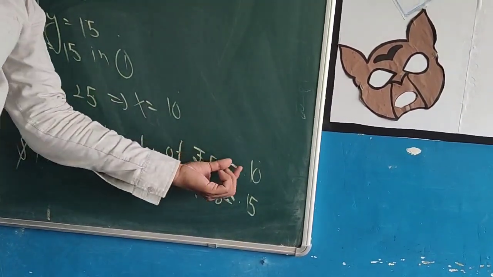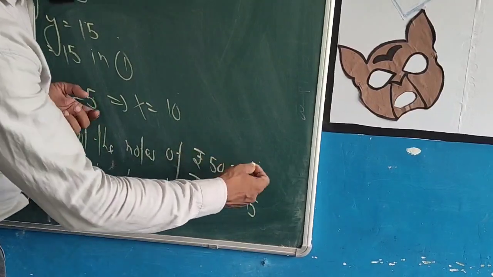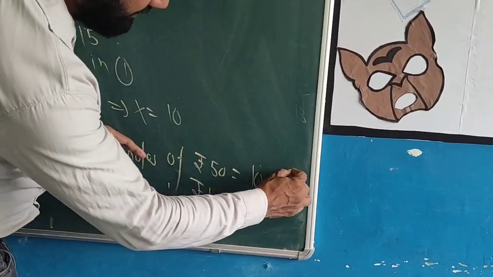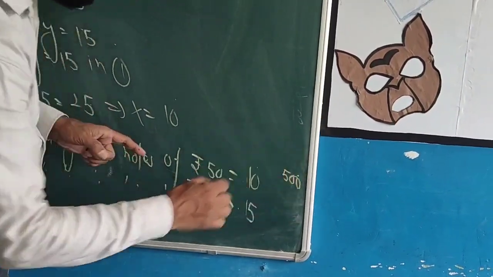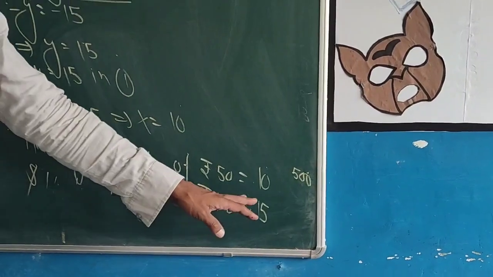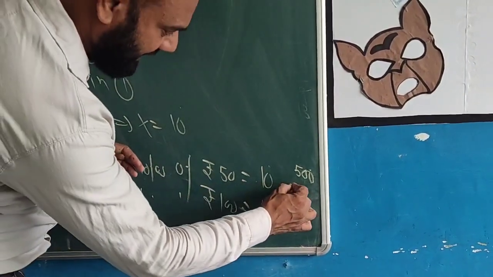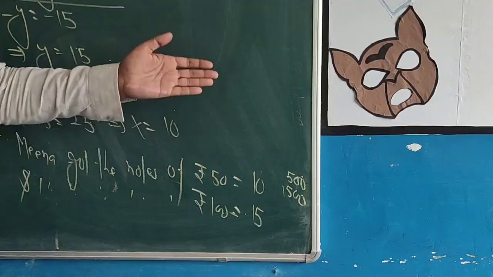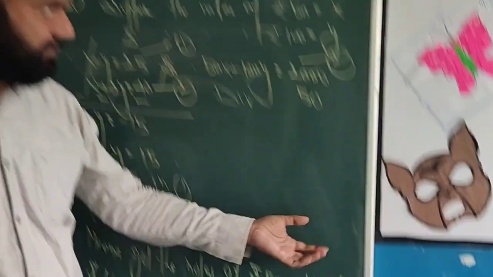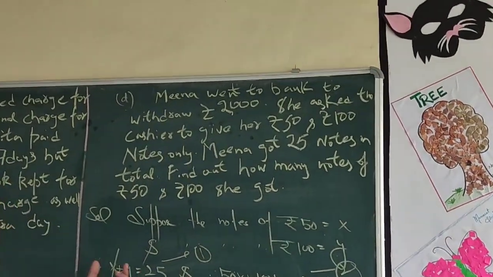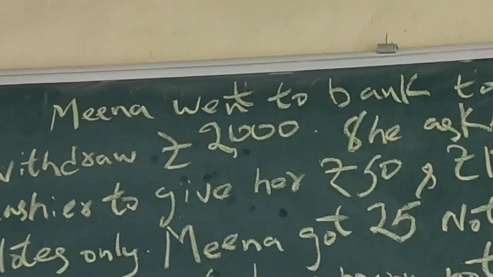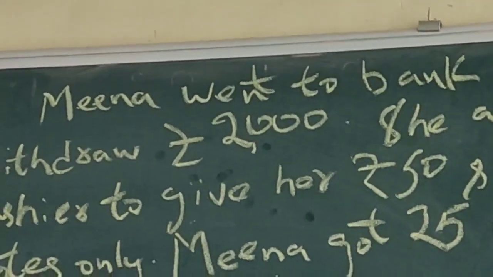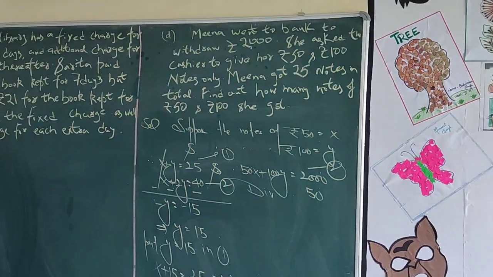When Meena has 10 notes of 50, then 50 multiplied by 10 is 500, and Meena has 15 notes of 100, which is rupees 1500. When we add 500 and 1500, we get 2000. So the statement is true, and the verification of its answer is also true. So this is the right answer.